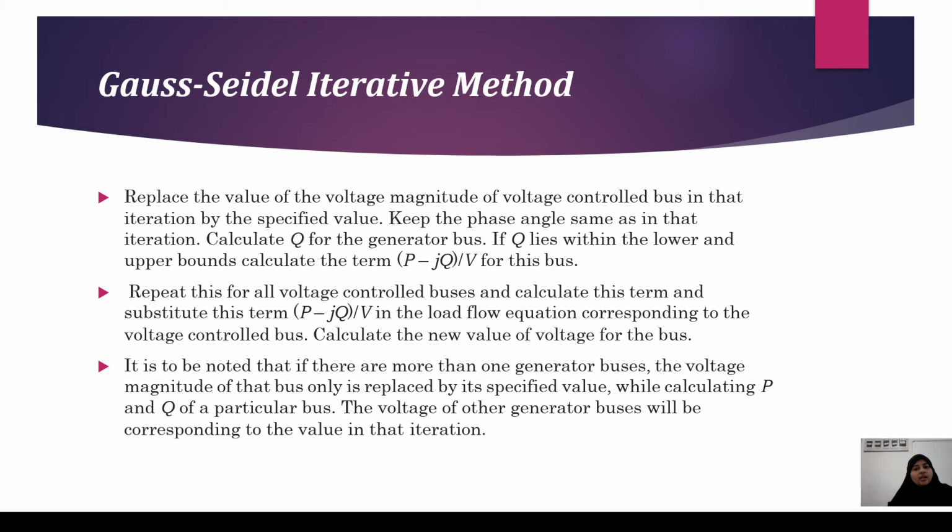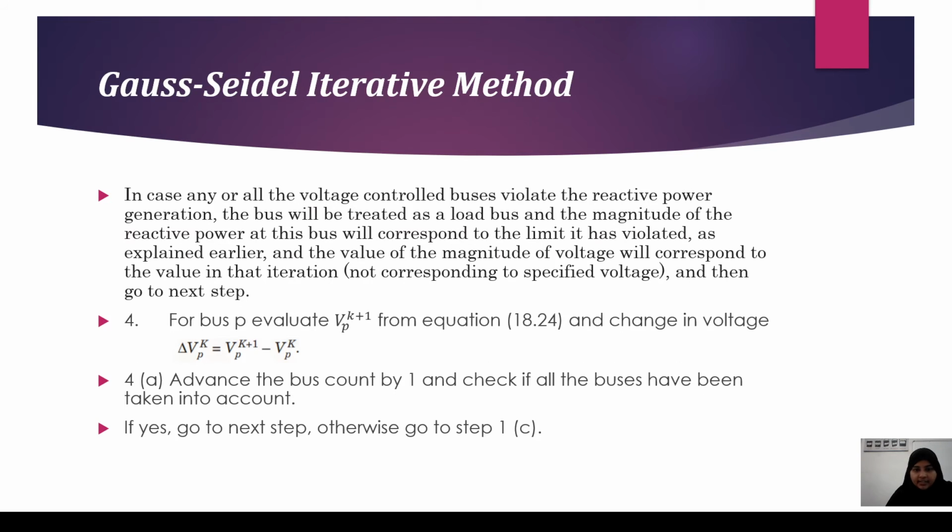Now we have to calculate the new value of voltage for this bus. If there are more than one generator bus, the voltage magnitude of that bus only is replaced by its specified value while calculating P and Q of a particular bus. The voltage of other generator buses will correspond to the value in that iteration. In case any or all the voltage control buses violate the reactive power generation limits, the bus will be treated as a load bus and the reactive power at this bus will correspond to the limit it has violated. And the value of magnitude of voltage will correspond to the value in that iteration. And then go to next step.